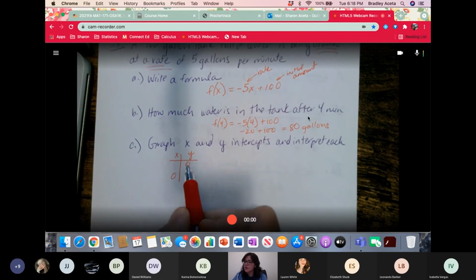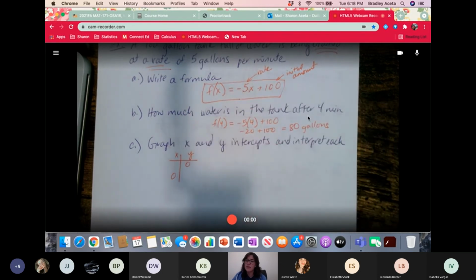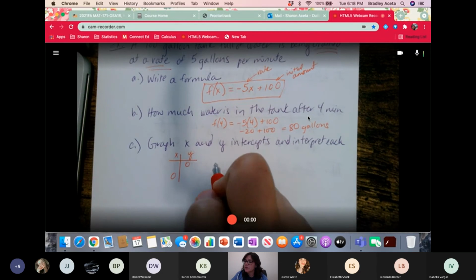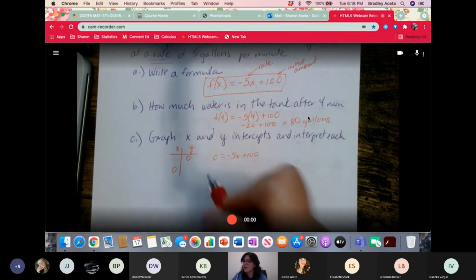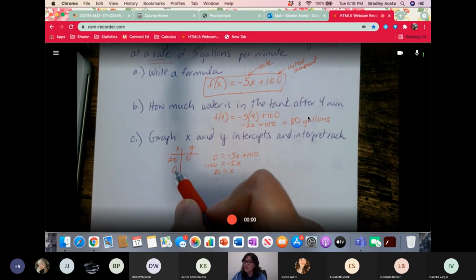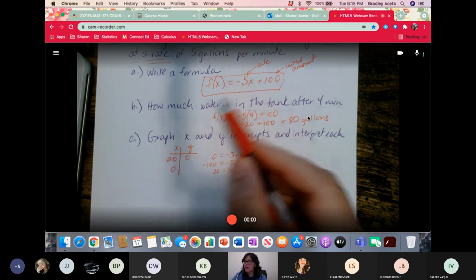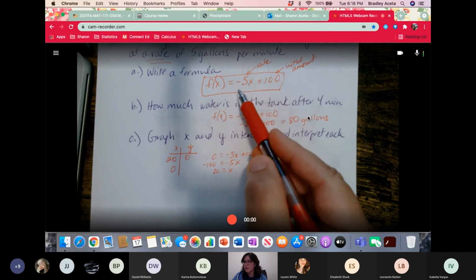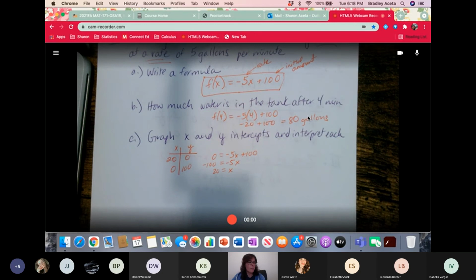Okay, so 0 for the Y, you're going to set this equation right here, this formula, equal to 0. So 0 equals negative 5x plus 100, and then solve for x. Negative 100 equals negative 5x, divided by negative 5 would be 20. This 0, you're going to plug in for x. So you're going to put a 0 in for x. And that's pretty easy. Hopefully you can just tell this would go away, and you'd be left with 100. So I'm not even going to worry about working that out.